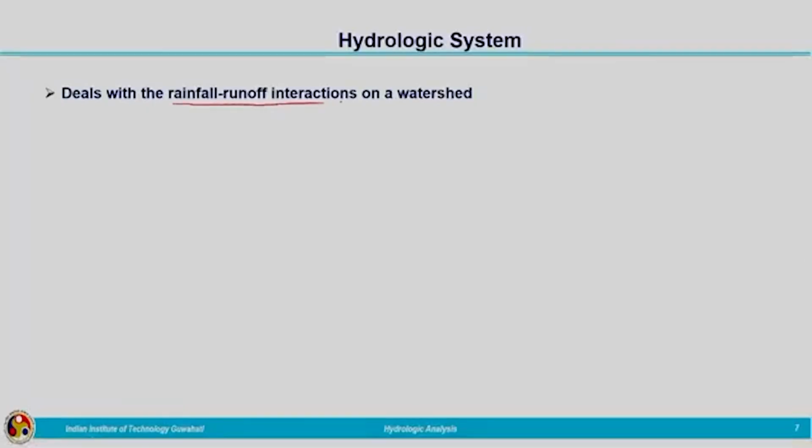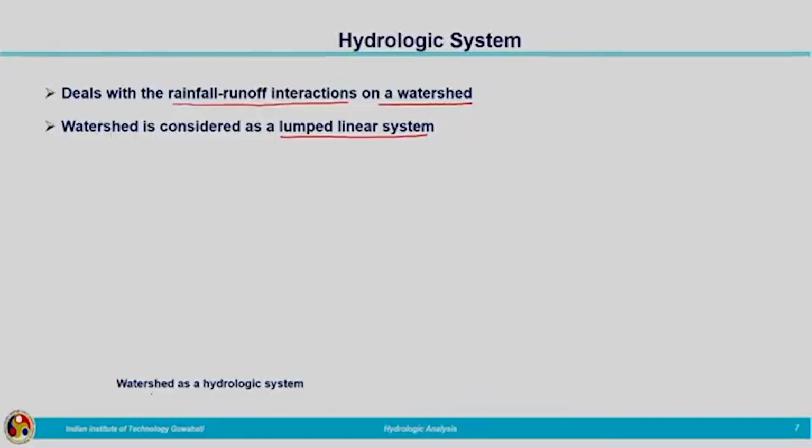When we talk about a hydrologic system, it deals with the rainfall runoff interactions on a watershed. We have an input, rainfall, and the corresponding output at the outlet is termed the runoff. Here we are going to consider the watershed as a lumped linear system. That is, the inflow and outflow are related to each other by means of a linear function. We are not going to consider any non-linearity involved with the system or the catchment or different storage components; we are considering all these relationships in a linear way.